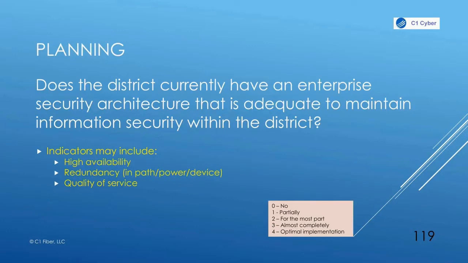Score 2 if your organization has an adequate enterprise security architecture for the most part. 3 if the organization has an almost completely adequate enterprise security architecture. Or 4 if the organization has optimal implementation of its enterprise security architecture. Pause the video now in order to consider and record your answer before continuing.